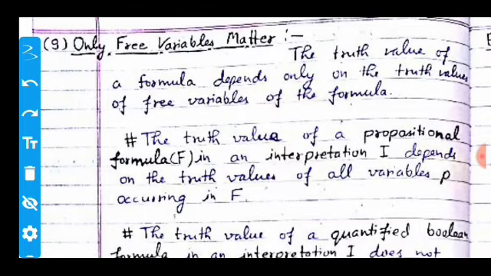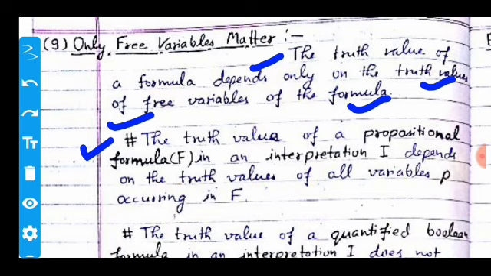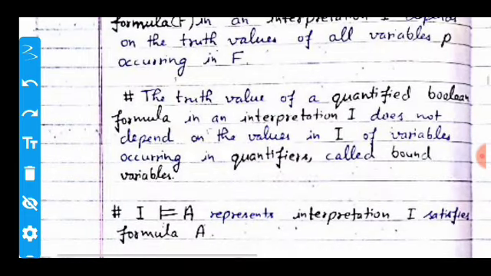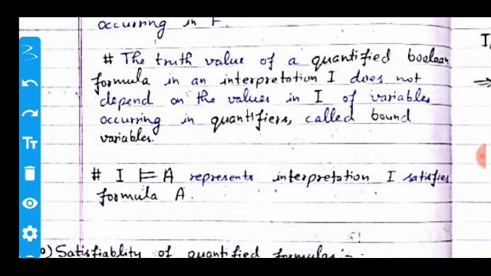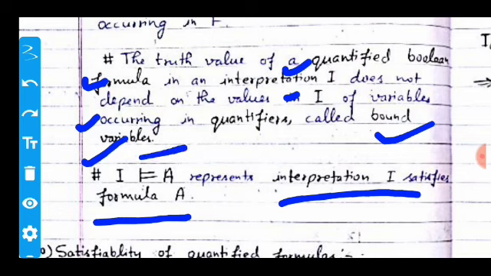Now move on. Only free variables matter. The truth value of the formula depends only on the truth values of the free variables of the formula. The second important point, the ninth: the truth value of the propositional formula F in the interpretation I depends on the truth values of all variables P occurring in F. Here, the truth value of the quantified Boolean formula in the interpretation I does not depend on the value of I of variables occurring in a quantifier, called bound variables. Here I is represented like this: interpretation I satisfies formula A.